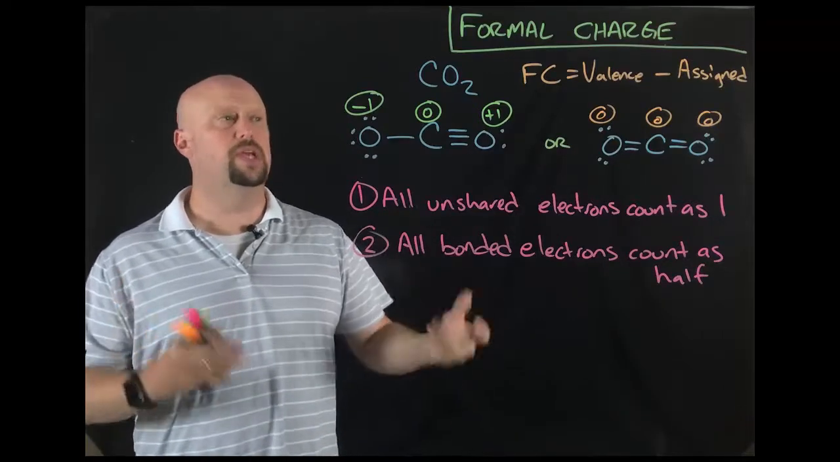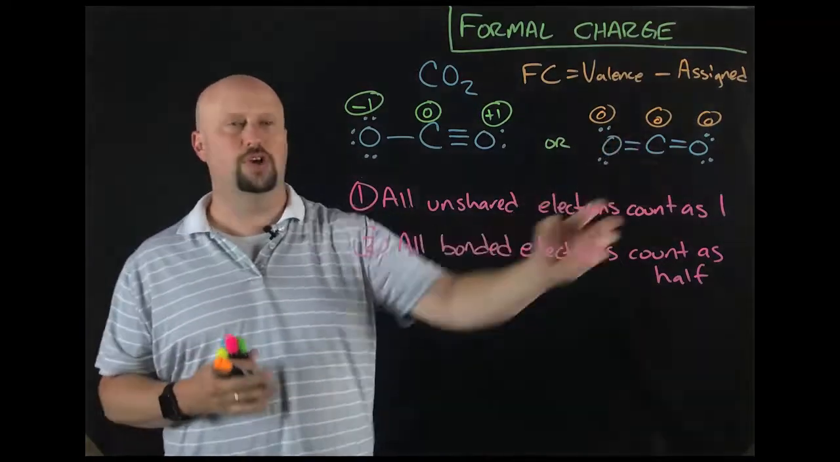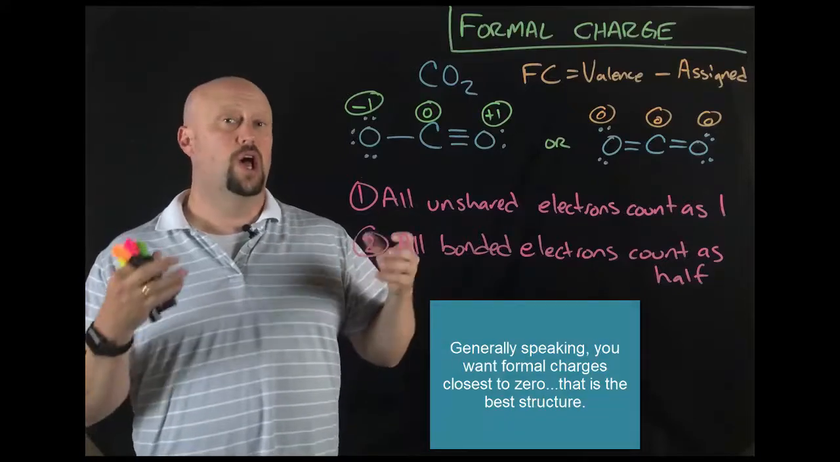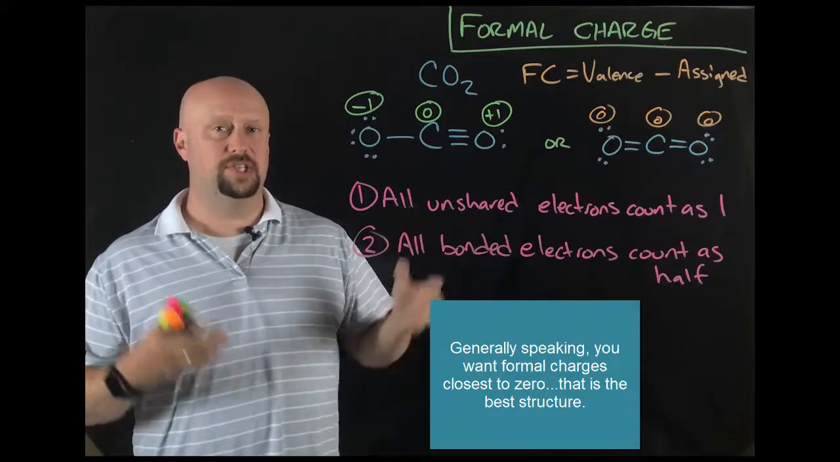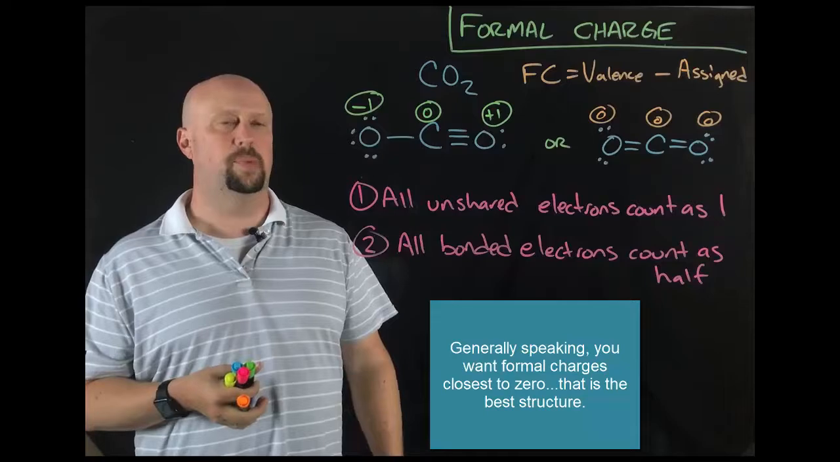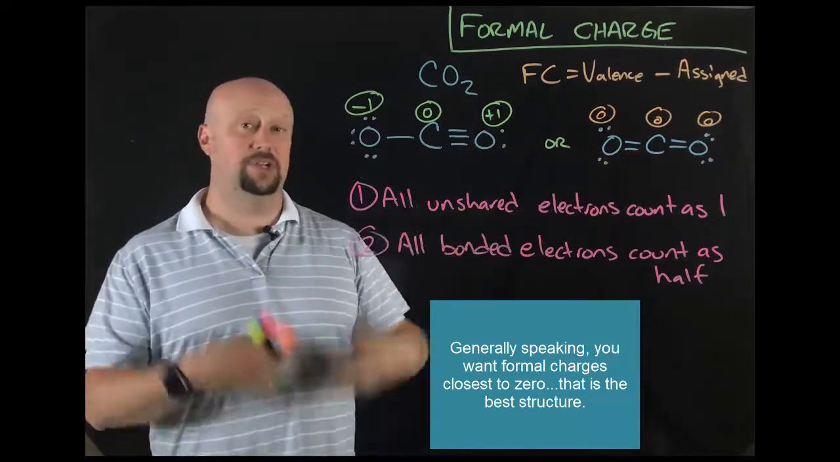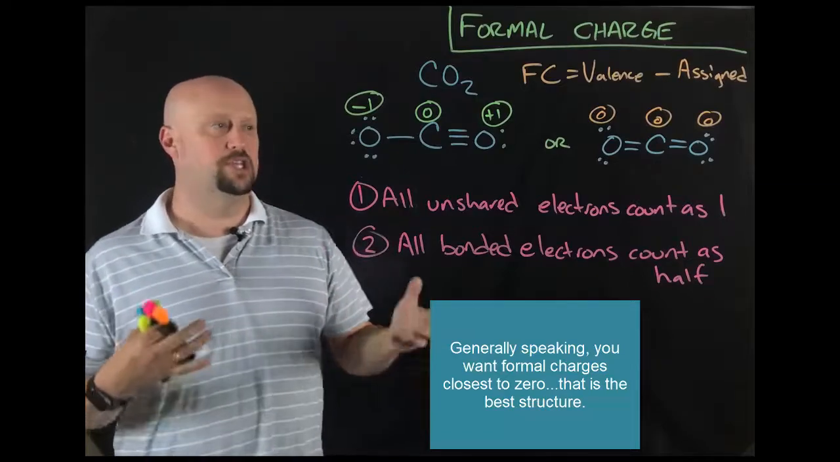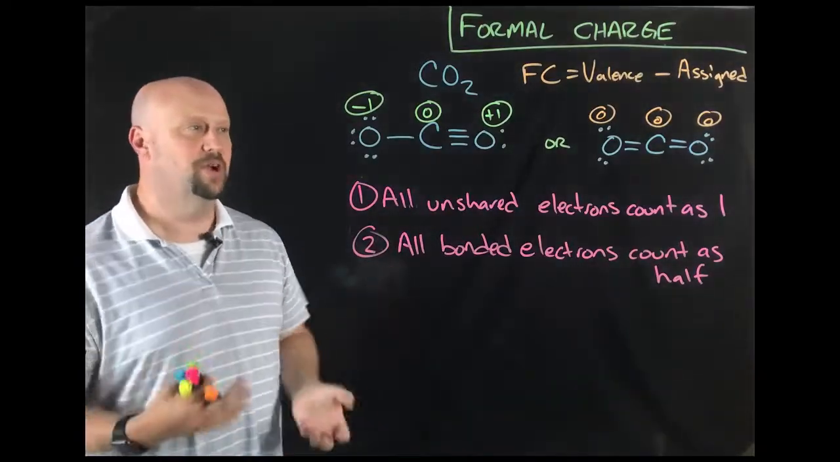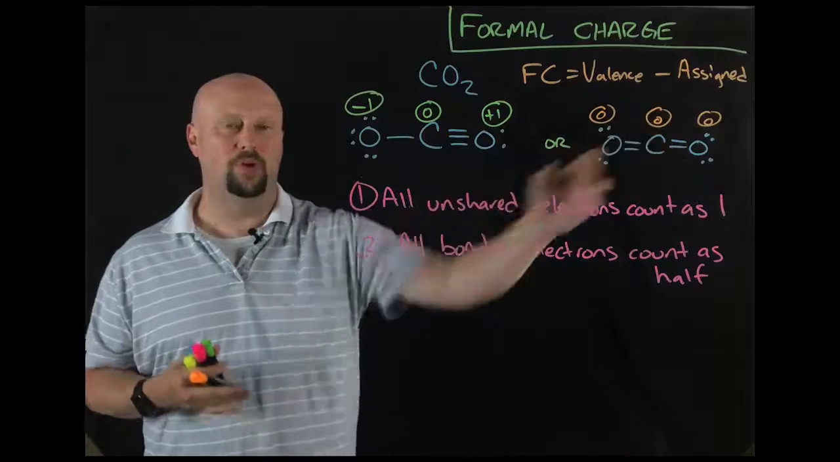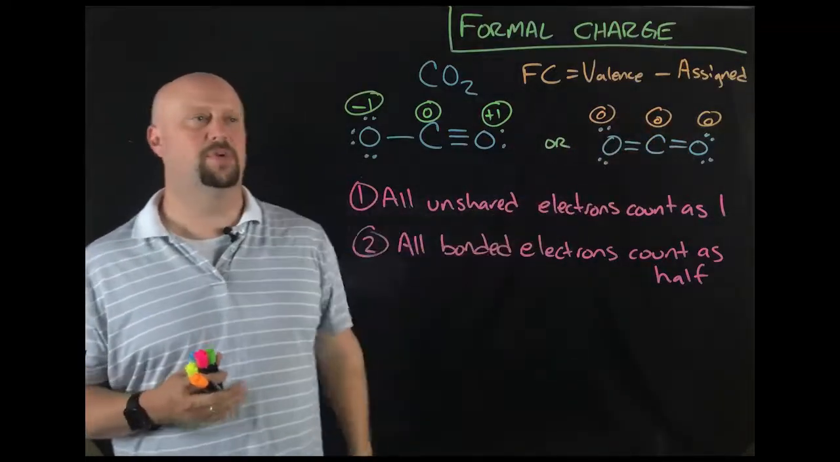So the one that's more reasonable is the one with the formal charges closest to 0. In other words, the ones without as many charges, that tends to be the Lewis structure that you want to pick. So when we draw carbon dioxide, we draw it like this. Now, there's other empirical data that goes in to show that that is correct, because we know that carbon dioxide is a non-polar molecule because of the symmetry that we've got going on here.